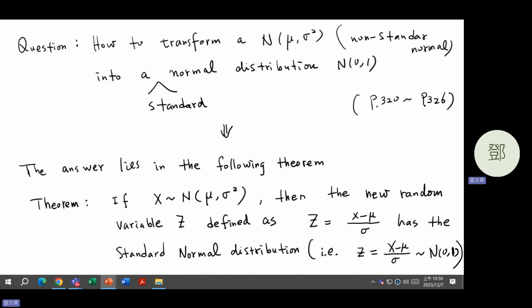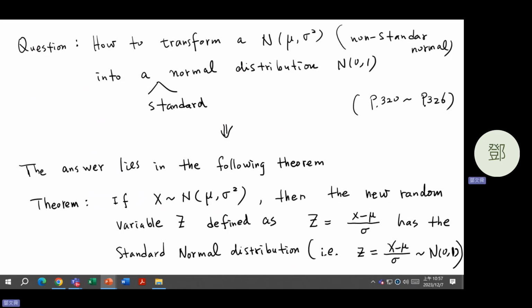Okay. Here is my question. My question is how to transform a non-standard normal distribution into a standard normal distribution. This is the general or regular normal distribution, but the table you just saw works only for standard normal distribution. Only. It works only for standard normal distribution, okay?